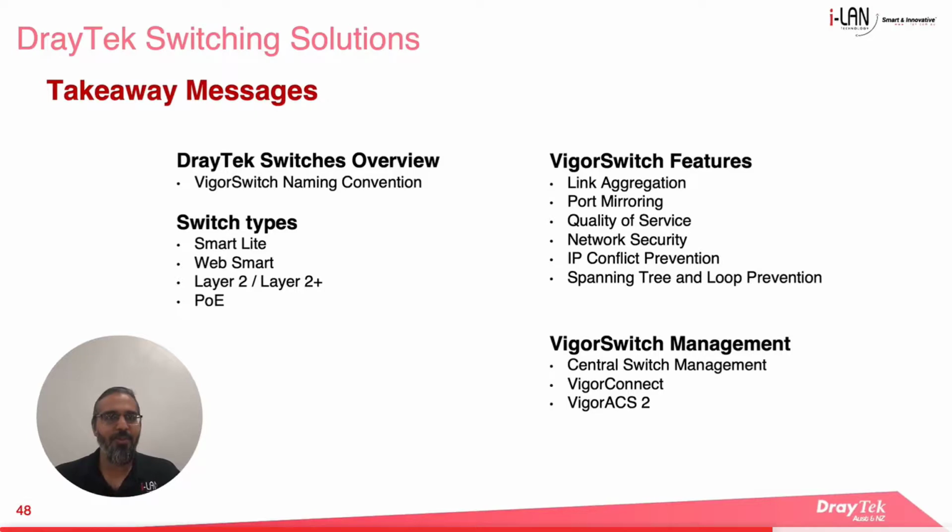So, to summarize, today we looked at an overview of Dratec Vigor switches, including the naming convention used to help you identify the switch features based on the model number. We looked at the different types of switches, which included SmartLight, WebSmart, Layer 2 and Layer 2 Plus, as well as PoE, and what the main differences were. We also discussed a number of Vigor switch features listed here, as well as the central management platforms which are now available.